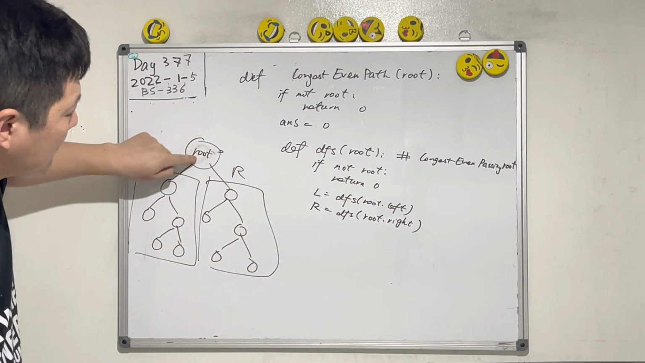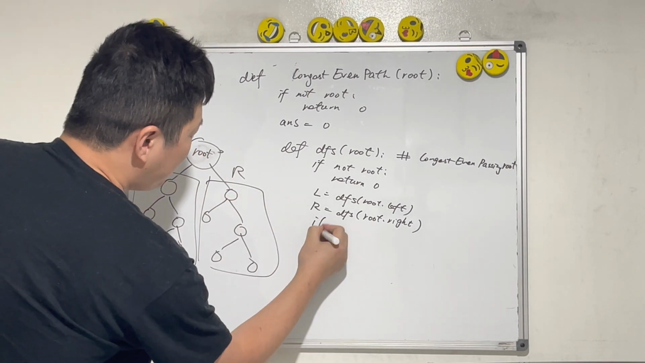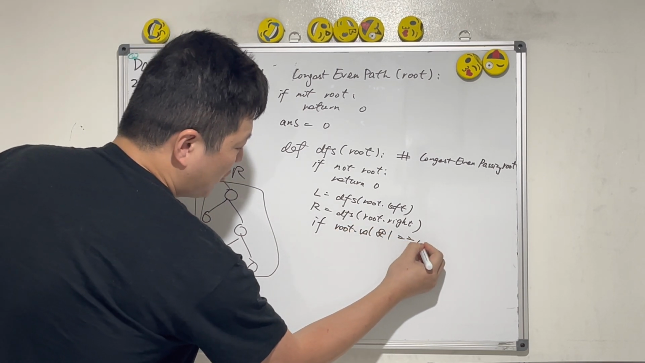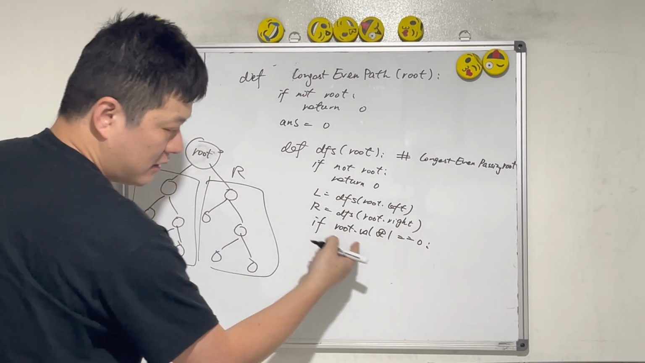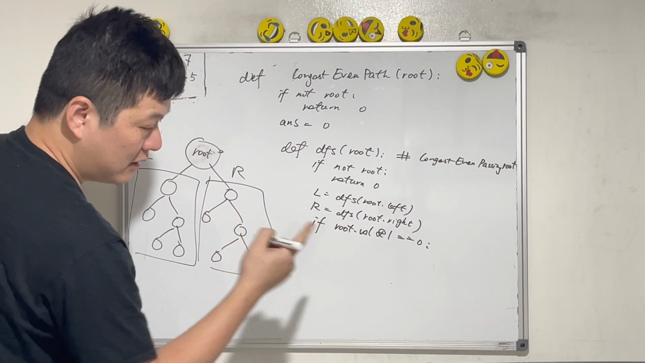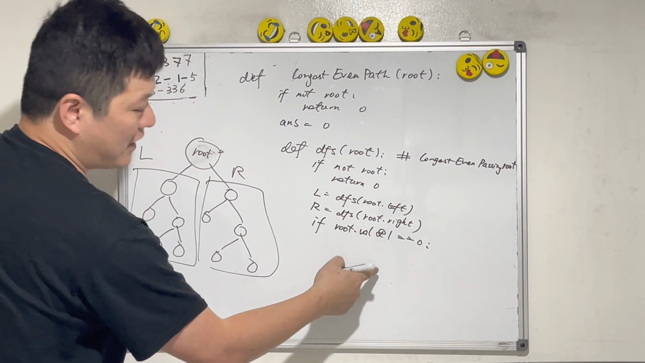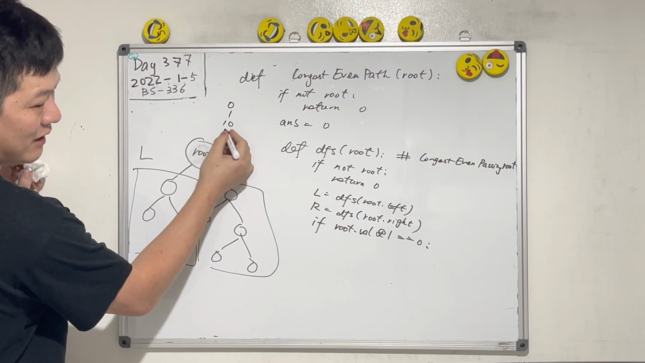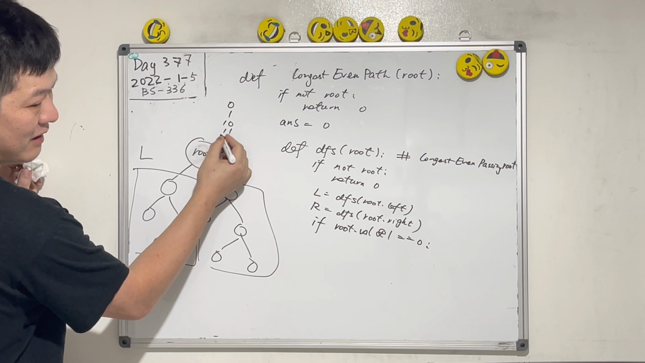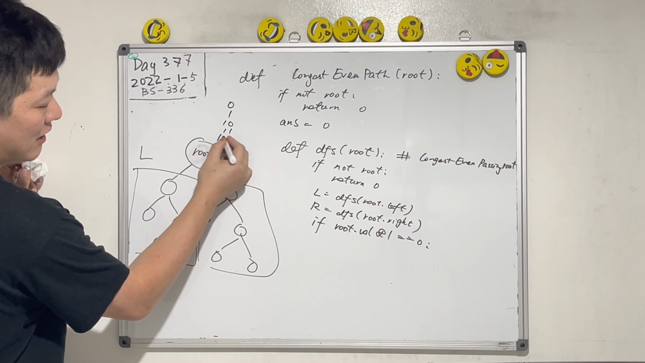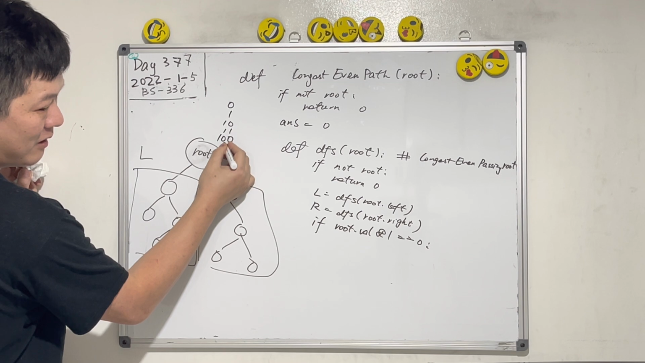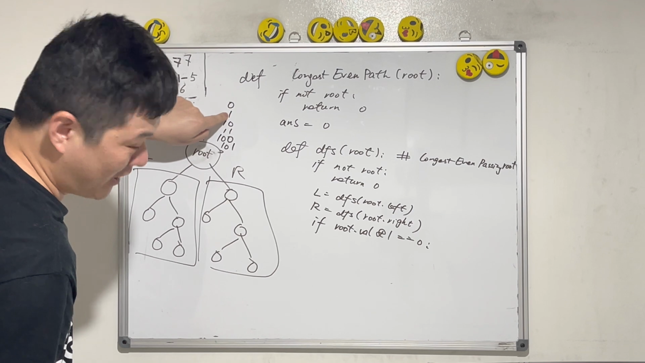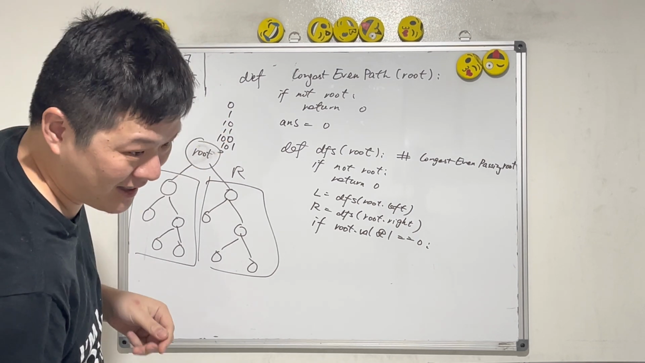Now, if the root value mod 2 equals 0, what does this mean? It is an even number, not odd. Remember the binary: 0, 1, 1, 0. What's next? 1, 1. What's next? 1, 0, 0. And what's next? 1, 0, 1. You got it? Look, if it's 1, it's an odd number. If it's 0, it's an even number. That's binary.